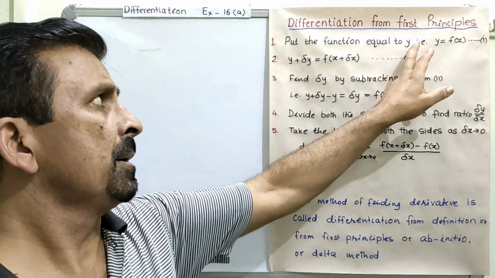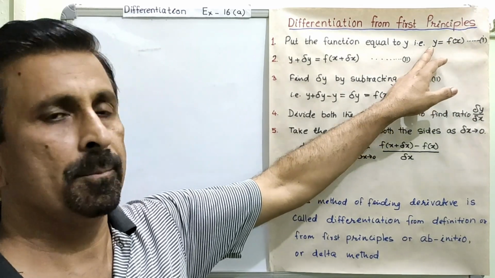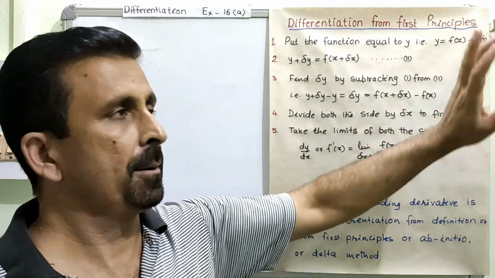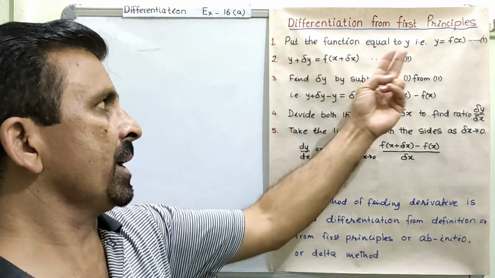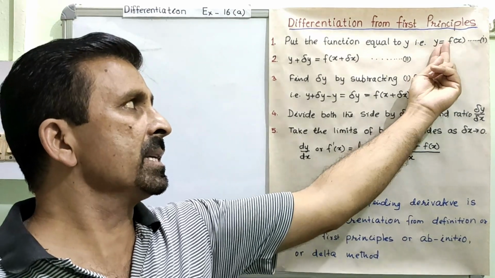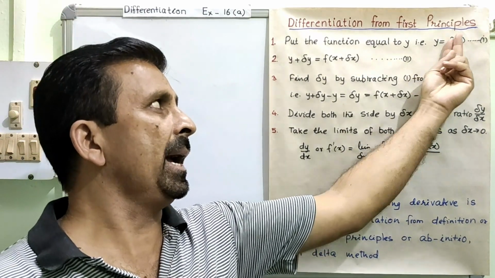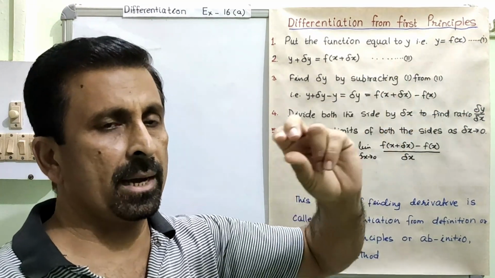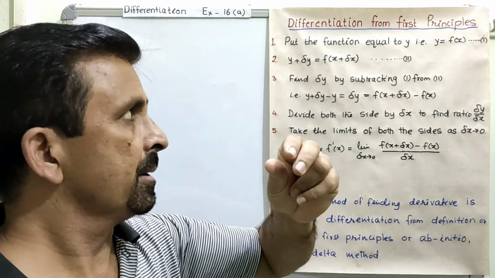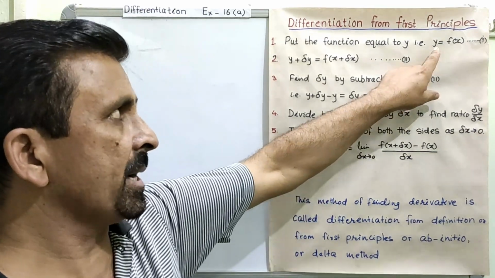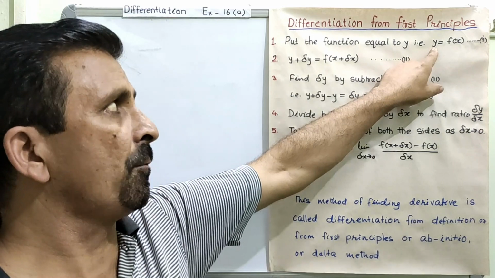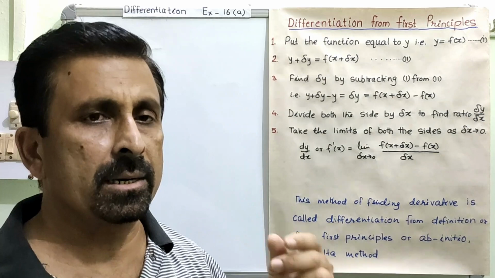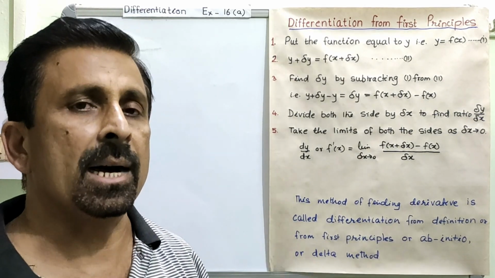Step number 1 is assume the function to be y. Take the function as equal to y and name it as equation number 1. Then now what we can do is, in this function we will increase the x and the y by a small quantity, right? By a small increment. There will be a small increment in the value of y, and there will be a small increment in the value of x. That small increment is denoted by delta.